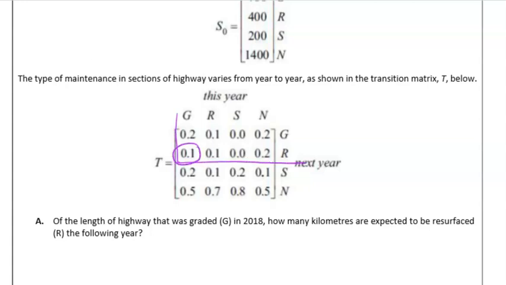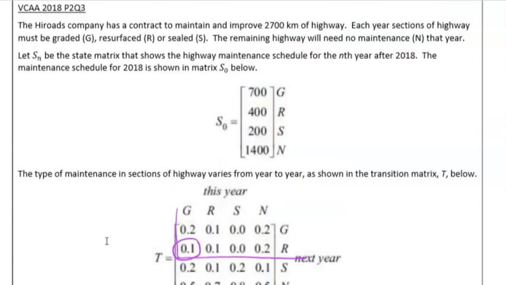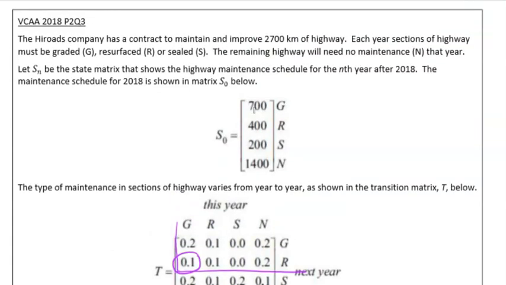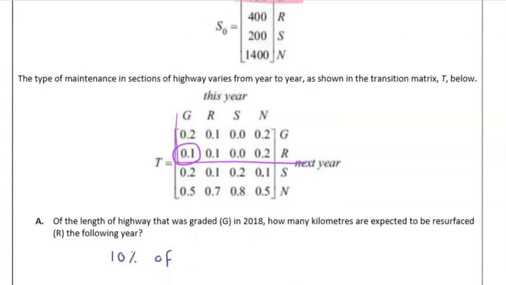So that is 10% of the original 700 kilometres that was graded that year. So of that 700 kilometres being graded, we can say 10% of the 700. That gives us 70 kilometres that will require resurfacing the following year.